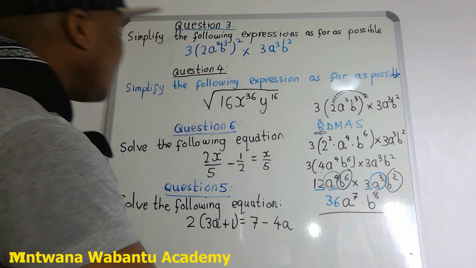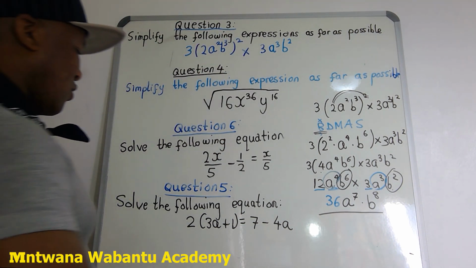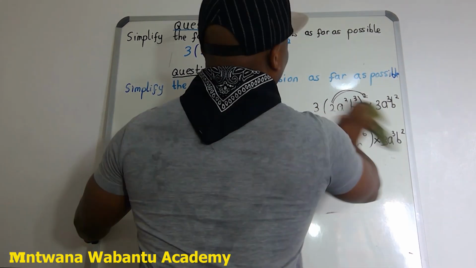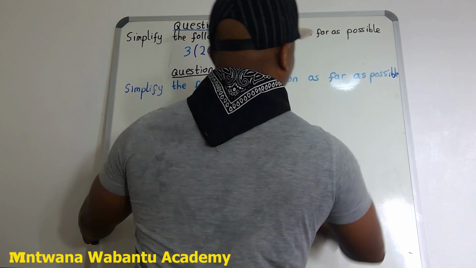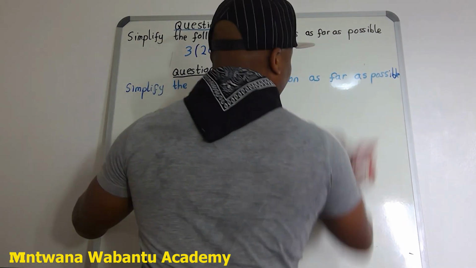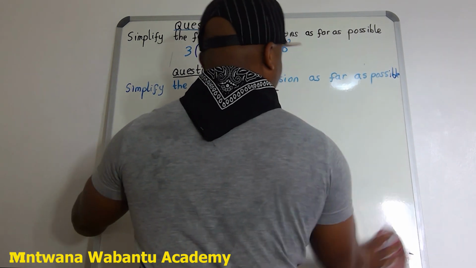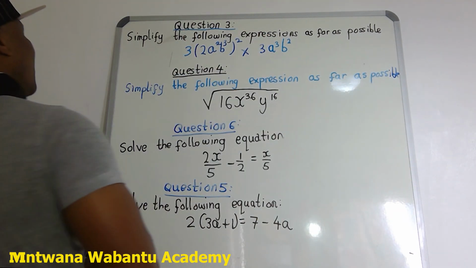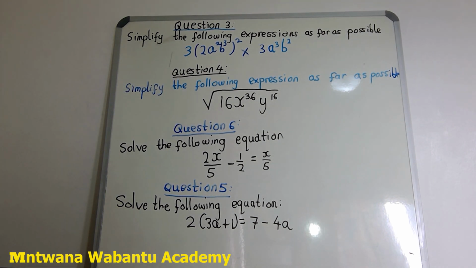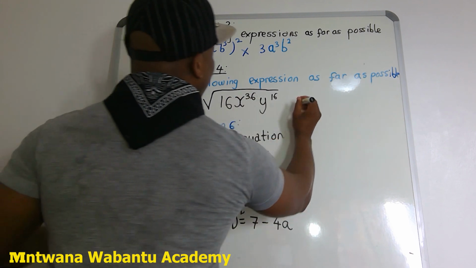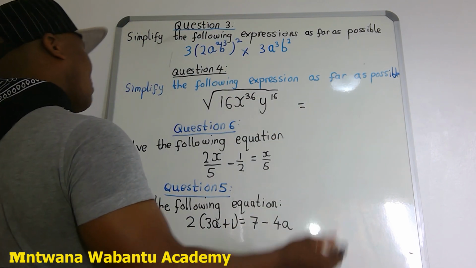Okay. Now let's go to question number 4. So I'm going to raise this to make a space. So let's say, simplify the following expression as far as possible. So we have to simplify the expression as far as possible. This is easy, man. There are a lot of ways you can do it.